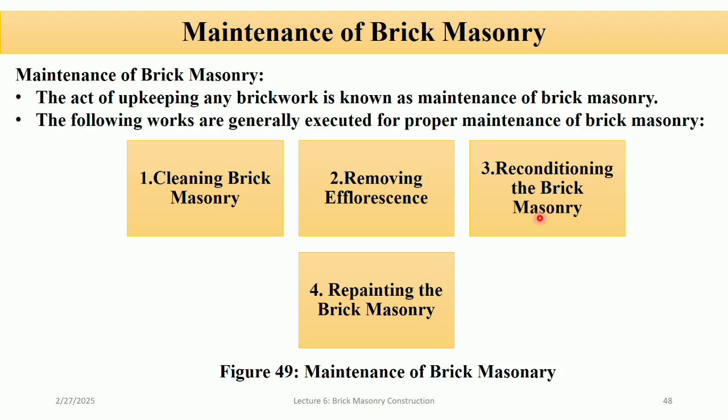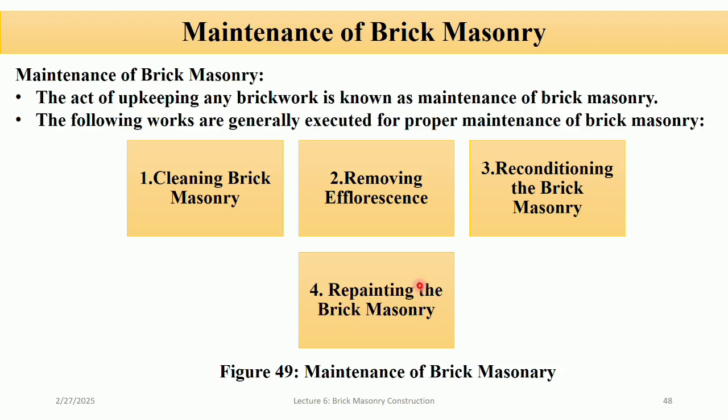So the mortar and the joints get lost or the plaster scales off from the surface of the brickwork under the effects of the rains and other weathering agencies. So to ensure neat appearance and to make the surface watertight, reconditioning of the surface is done either by pointing or plastering as desired. And the fourth one is repainting the brickwork.